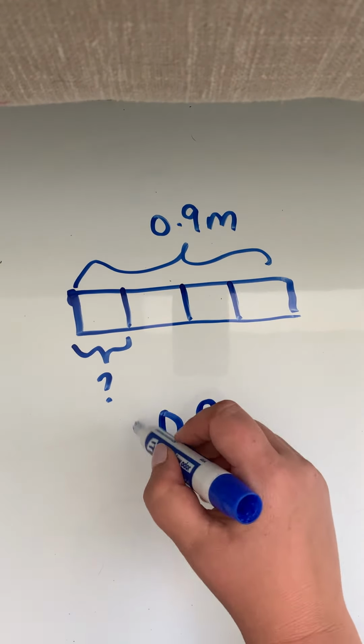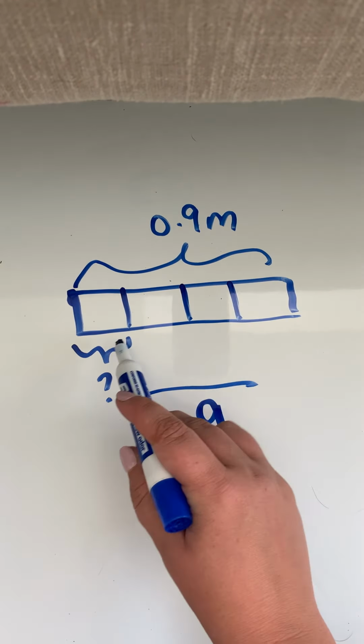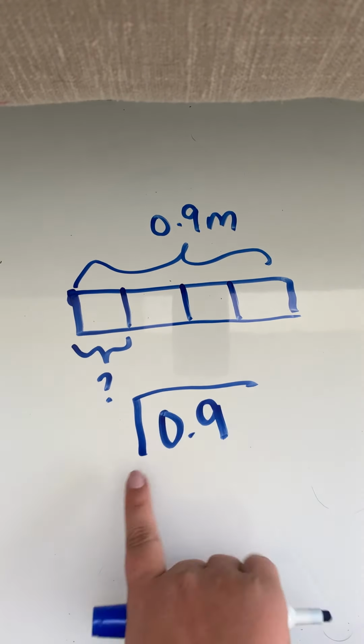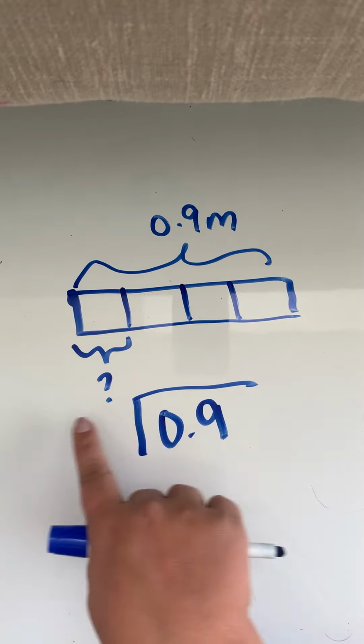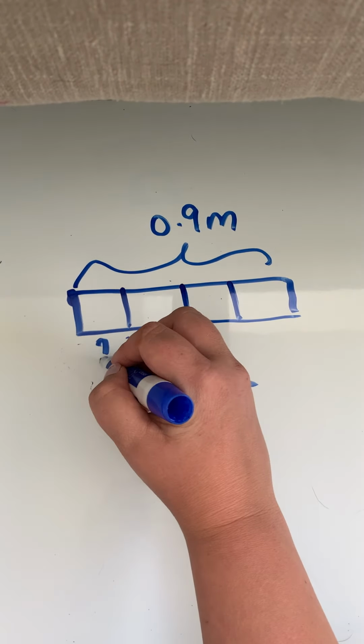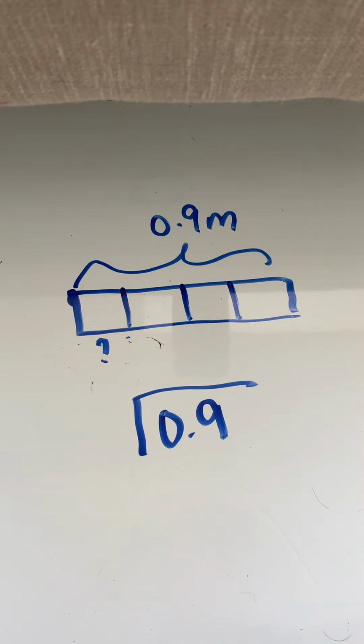Okay. I hope you said you're going to divide because you're just trying to find a part or a piece. So I am going to do my 0.9, and what am I going to divide it by? How many pieces do I have? Excellent. I have 4. Okay, so I'm going to go ahead and do that. I'm going to pop you up here.